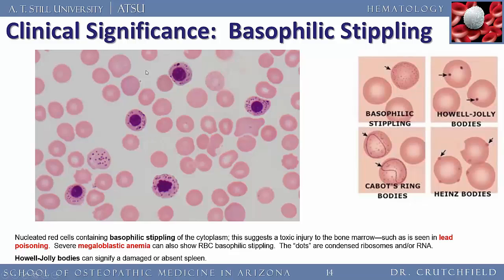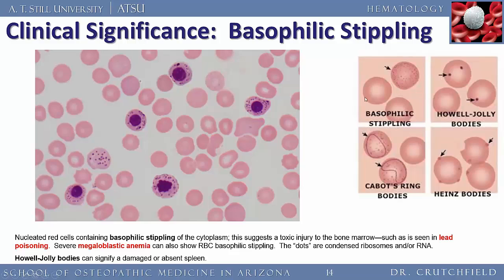So what's the clinical significance of red cells out in the peripheral circulation that have what's called basophilic stippling? It's not related to a basophil, it's related to the color of the stain, a basic stain. So nucleated red cells containing basophilic stippling suggest that someone might have either a megaloblastic anemia or even lead poisoning, and the dots are condensed ribosomes or RNA here.